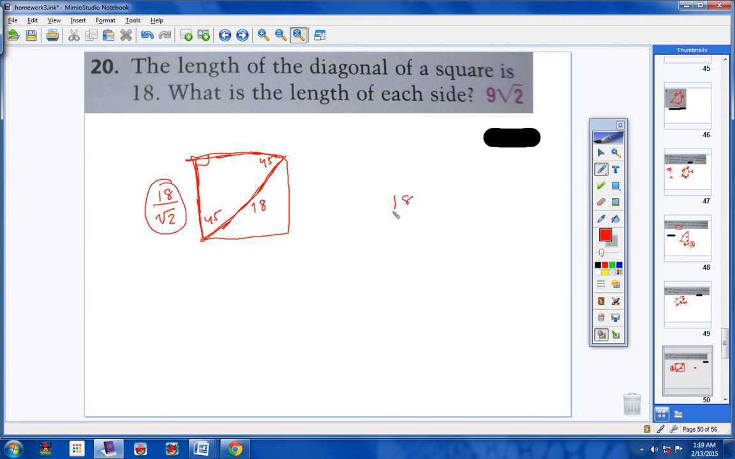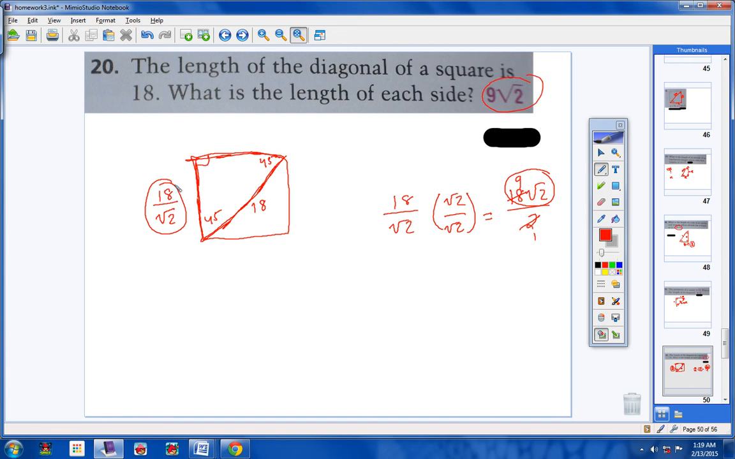What they did is they took 18 over square root of 2, and because they had a square root of 2 in the denominator, they multiplied the top and the bottom of the fraction by square root of 2. 18 times square root of 2 is 18 square root of 2. Square root of 2 times square root of 2 is going to be the square root of 4, which is 2. And then your 2 cancels out your 18 nine times, and you're left with 9 square root of 2.